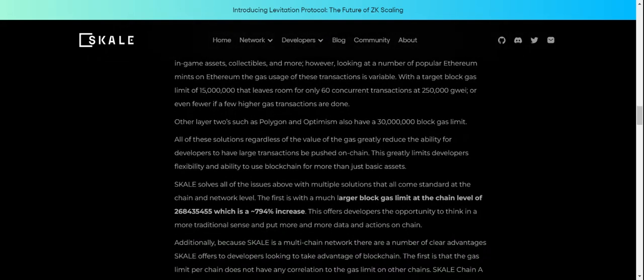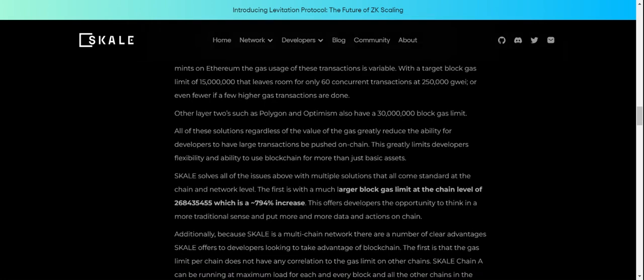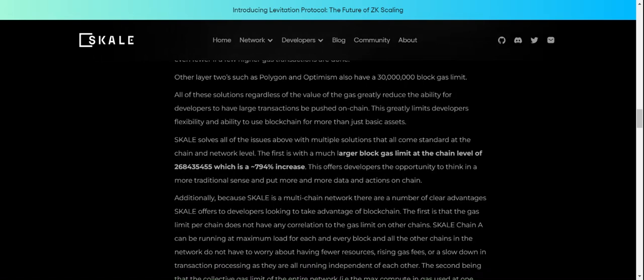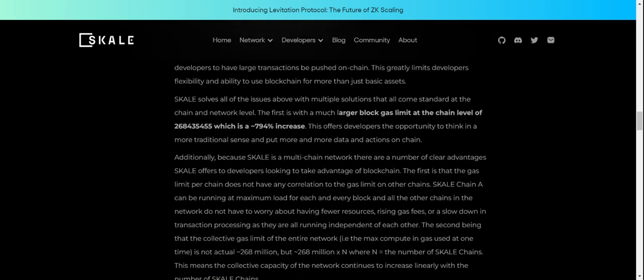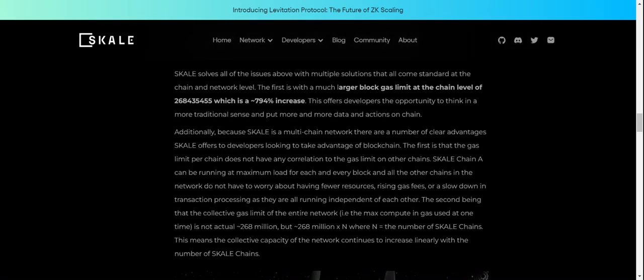The how scale take dey solve dis one na be sey scale dey put together multiple solution wey come standard at the chain and network level. The first na with much larger block gas limit at the chain level of dis amount 268435455. Dis one wey be like 794% increase. E dey offer developers the opportunity to think in a more traditional sense and to put more and more data and action on chain.